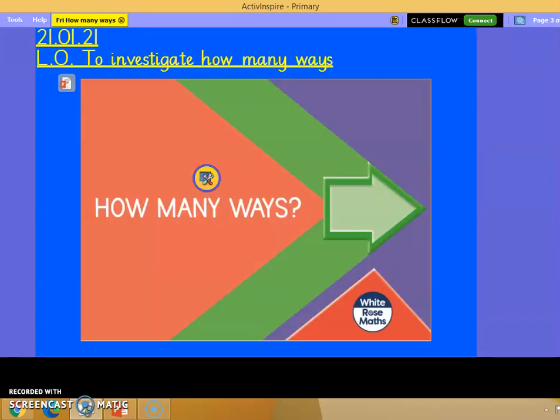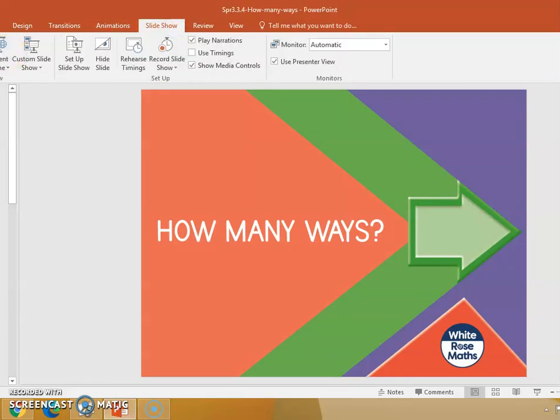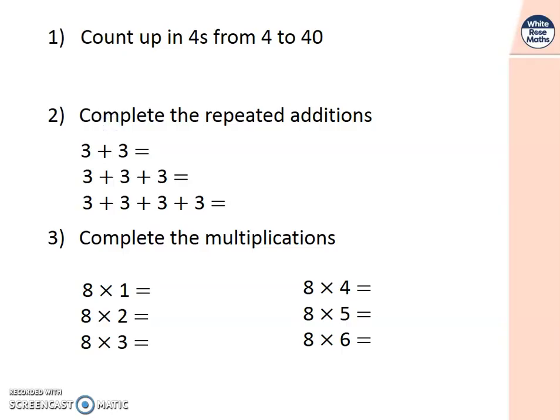So, to today's learning. We're learning to investigate how many different ways that something can be done. Let's have a look at our skills for this lesson. Let's get ready. I'd like you to try each one of those, and as you come to do each one, pause the video, try it, then play again.